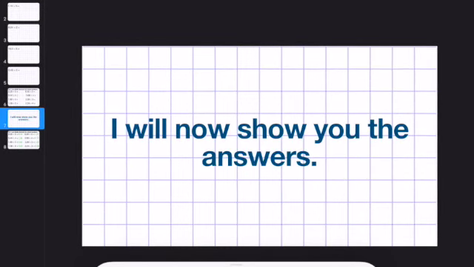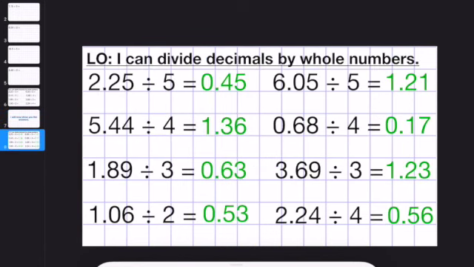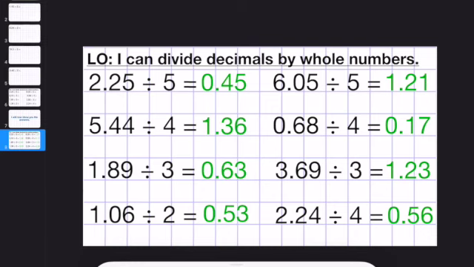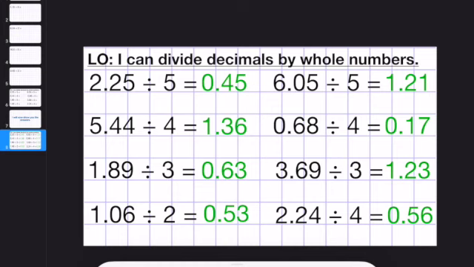Okay, I will now show you the answers. So there you have the answers in green, so check those. If you have a different answer, do it again, see where you went wrong. And if you're still getting the same answer, maybe I've made a mistake, unlikely as I have checked them, but let me know if you are experiencing difficulty and you're not getting one of those answers.